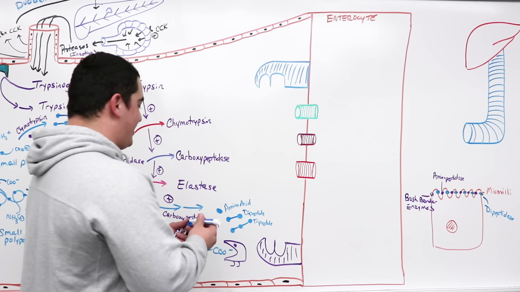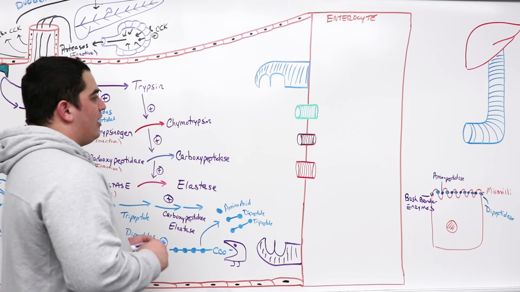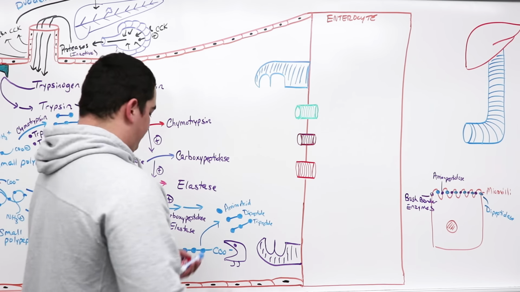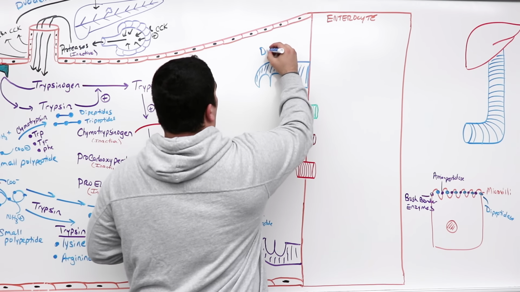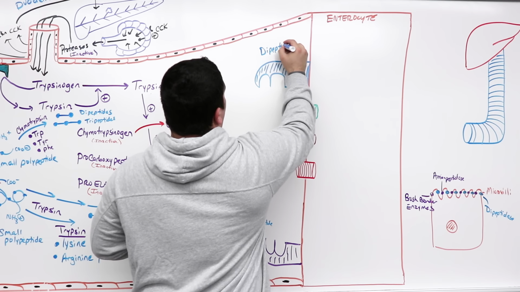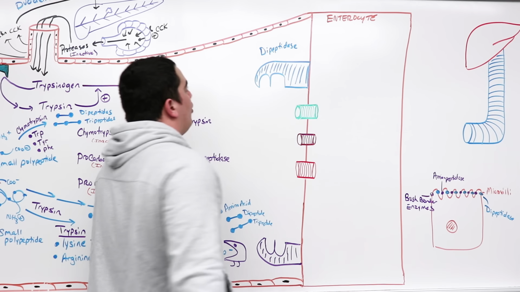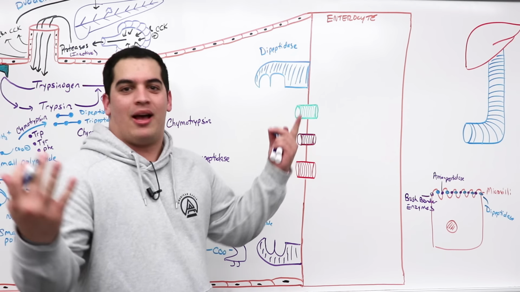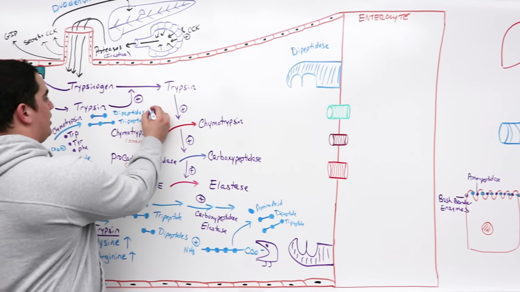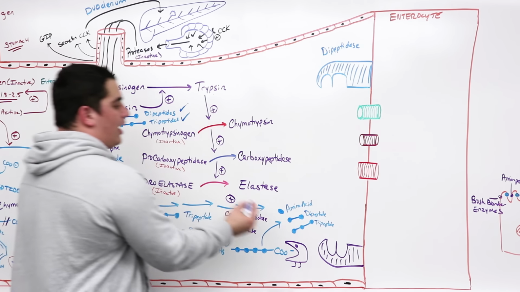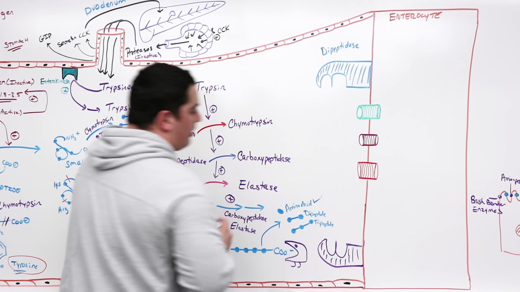Again, they should be really easy, just like the carboxypeptidase. So here's the blue one. This is our dipeptidase enzyme here. This is one of our brush border enzymes. What do you think it's going to break down? Dipeptides. It's not that hard, right? That was one of the breakdown products. There were 3 breakdown products: dipeptides, tripeptides, and maybe even a little bit of amino acids.